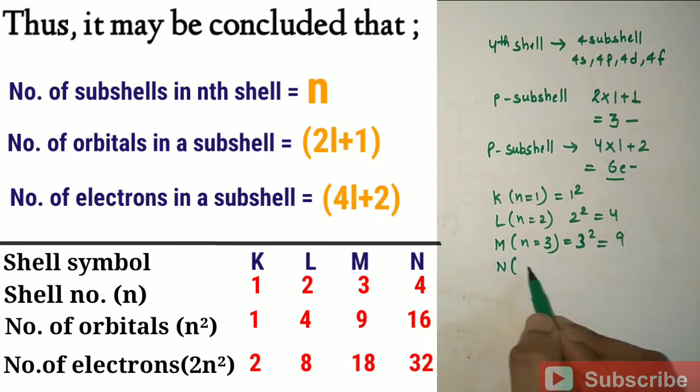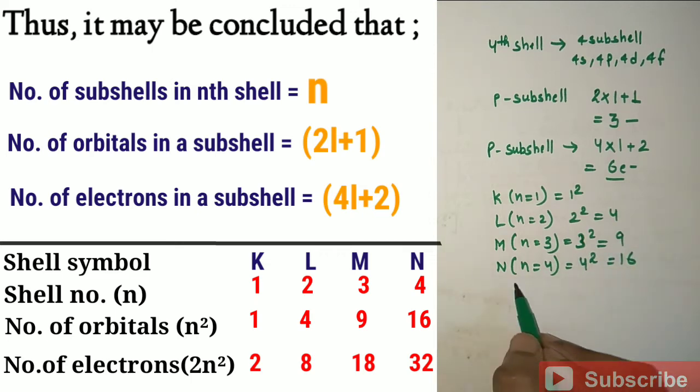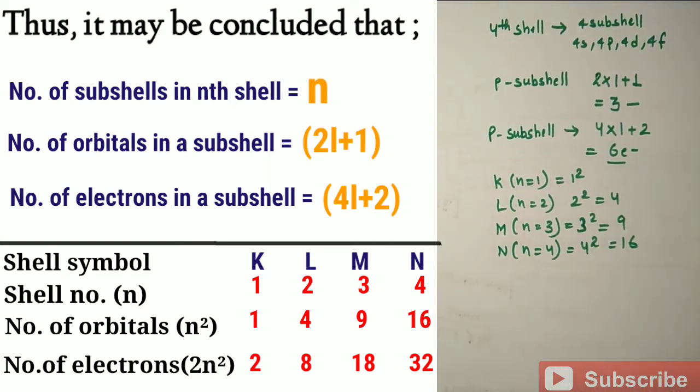And if we are talking about the N shell, that is n equal to 4, this comes out to be 4 square, and this is 16. So the total number of orbitals in the N shell is 16. And lastly, the number of electrons in a given shell is given as 2n square. So if we are talking about the K shell, that is n equal to 1, the total number of electrons comes out to be 2 into 1 square, which is 2 electrons.